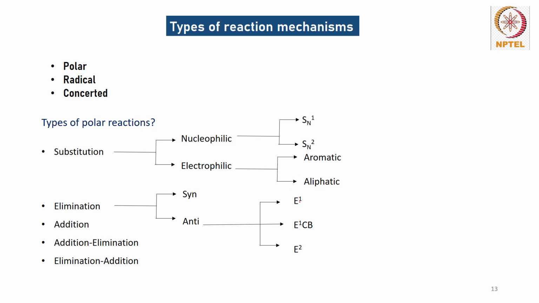Similarly in E1, one substituent, E1CB also one, and in case of E2, two substituents affect the rate of the reaction. And there are other types of reactions like addition and elimination. All this will be discussed in the upcoming classes.